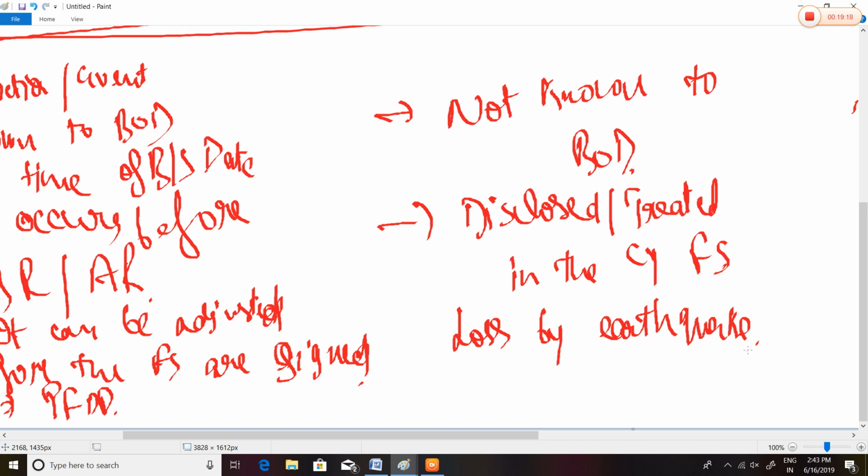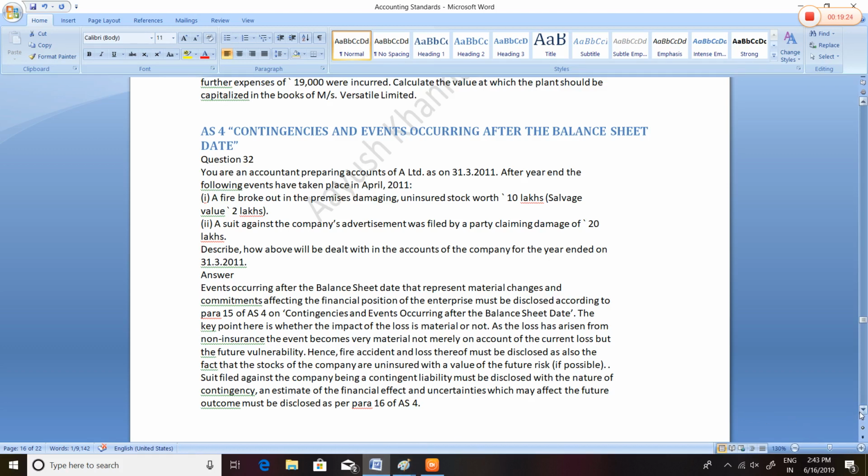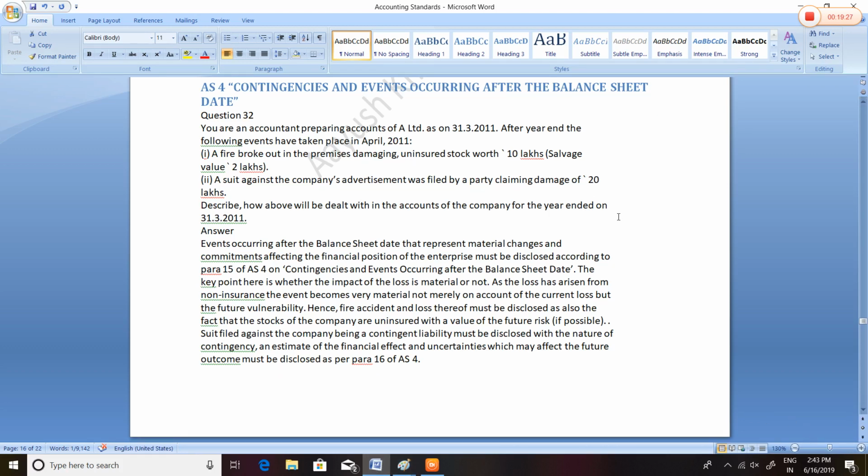Okay, now let's start with its questions. There are not many questions for this one or two. That's question number 32. You are an accountant preparing accounts of A Limited as on 31st March 2011. After year end, the following events have taken place in April 2011. A fire broke out in the premises, damaging uninsured stock worth rupees 10 lakhs, salvage value rupees 2 lakhs.